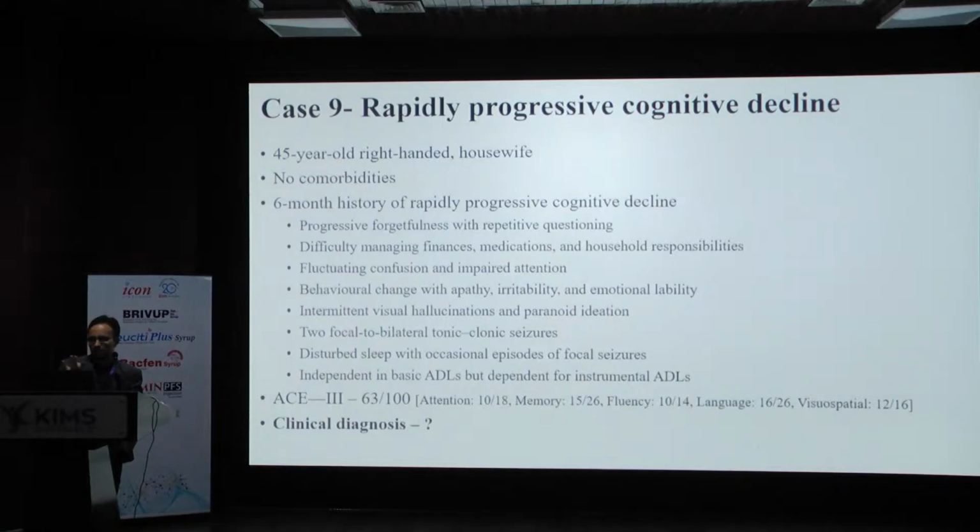Now, some very peculiar cases. This is a rapidly progressive cognitive decline patient, 45-year-old, 6 months history of progressive cognitive decline, difficulty managing finances, repetitive questioning, fluctuating cognition, confusion, behavioral changes with apathy, irritability, emotional lability, and intermittent visual hallucinations. He was paranoid. He had some seizures as well, disturbed sleep, all very vague symptoms. His ACE score was 63. And any idea about the clinical diagnosis? Correct. CJD, somebody said. Anybody else?